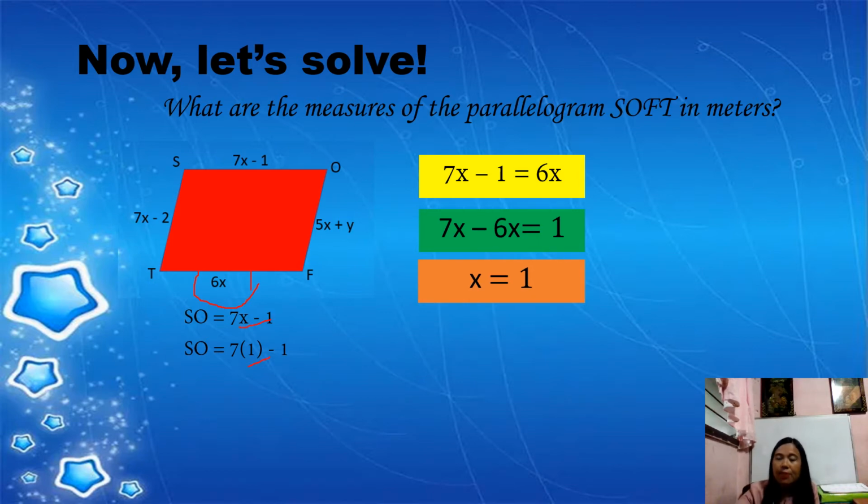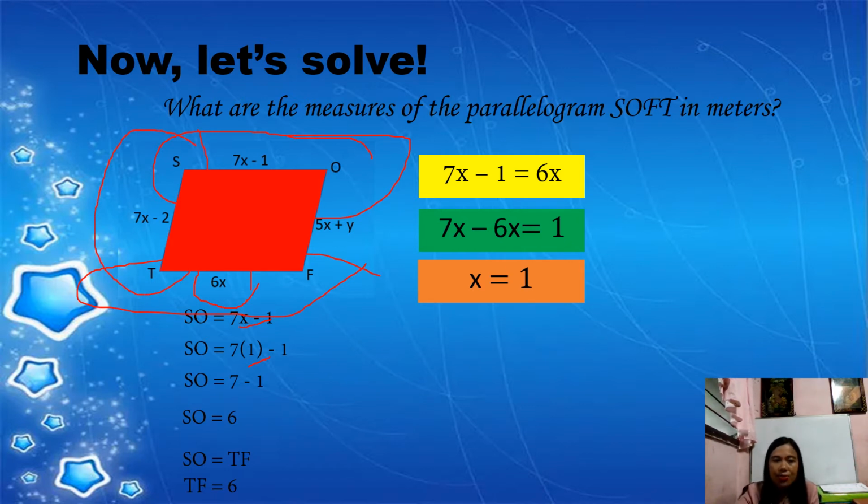So 7 times 1 is 7 minus 1, that's 6. Since SO is opposite to TF, therefore we can say that SO is equal to TF. Now when they are equal, that would mean also that TF is also 6. Okay? Our problem now is the measurement of ST.